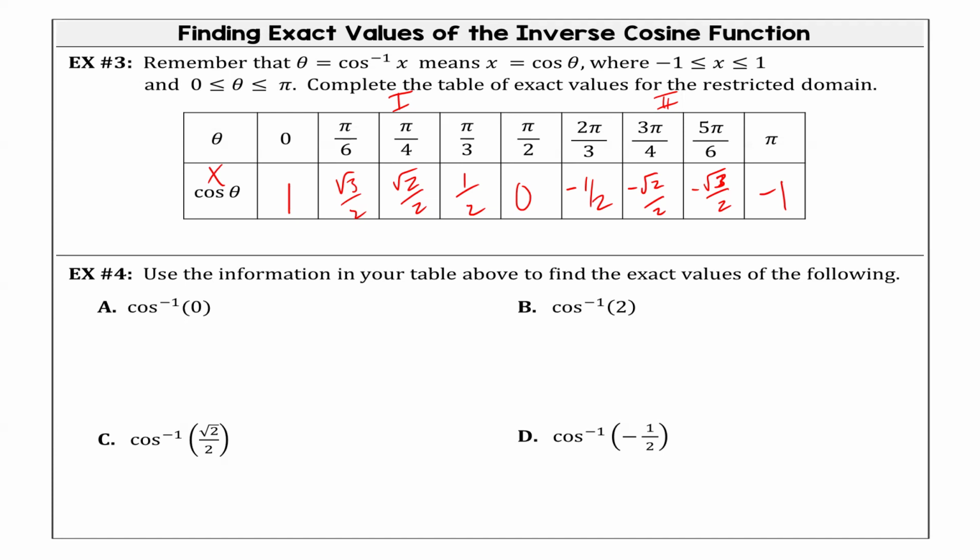What's A? Anybody, everybody, what's A? Pi over 2. What about B? Not possible, undefined, not applicable. Does it exist? All right, C, what do we get? Pi over 4. And what do we get for -1/2? 2 pi thirds.